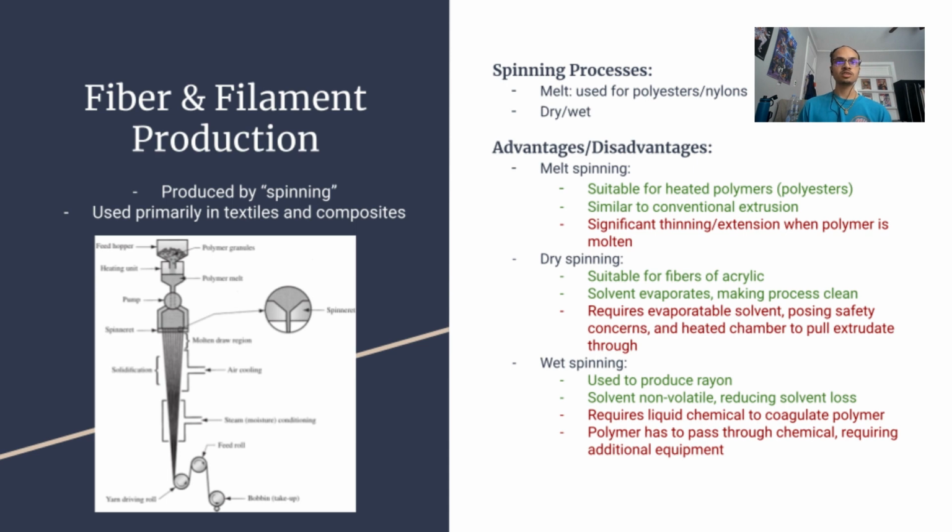Wet spinning is similar to dry spinning, but it is used to create rayon, where the solvent is non-volatile, reducing product loss. However, the polymer material must still pass through a liquid chemical to coagulate, requiring additional equipment.